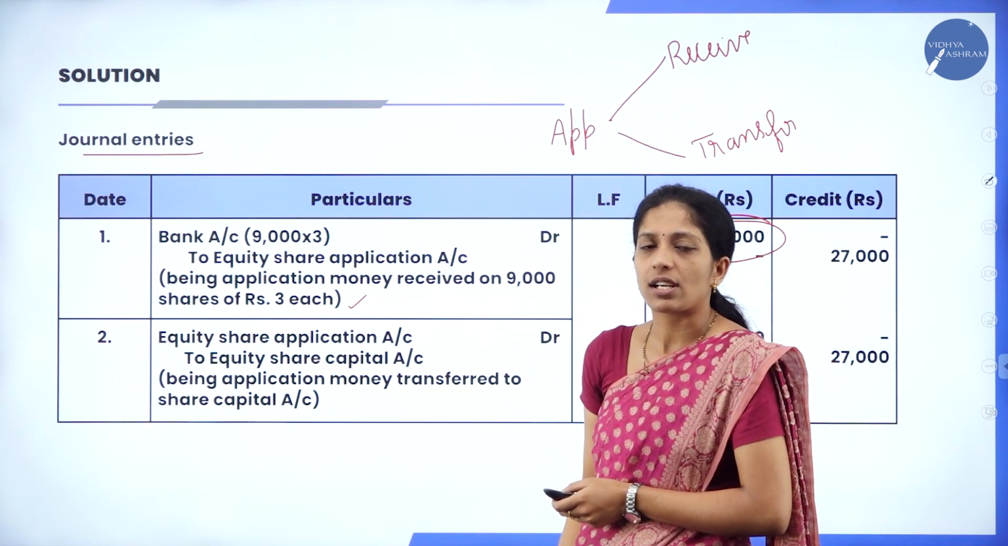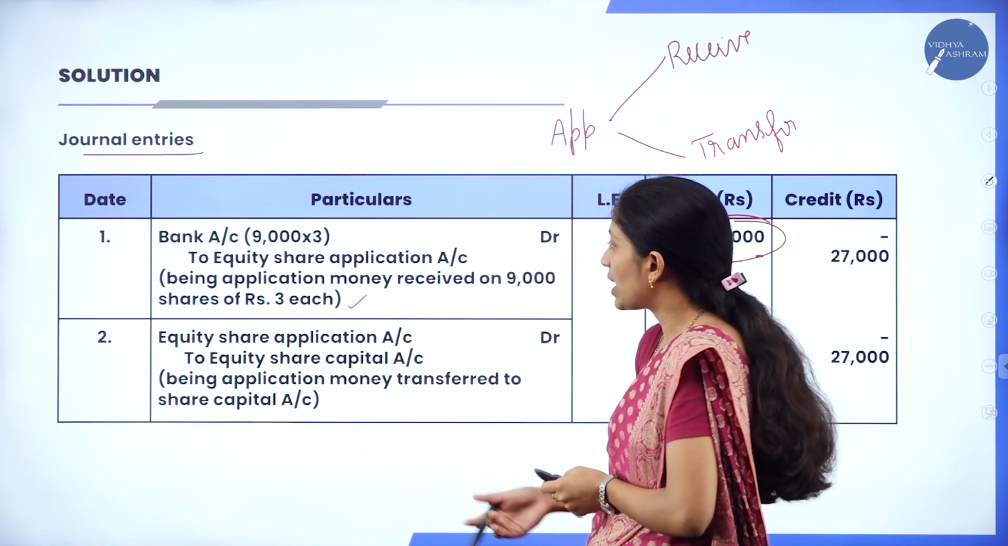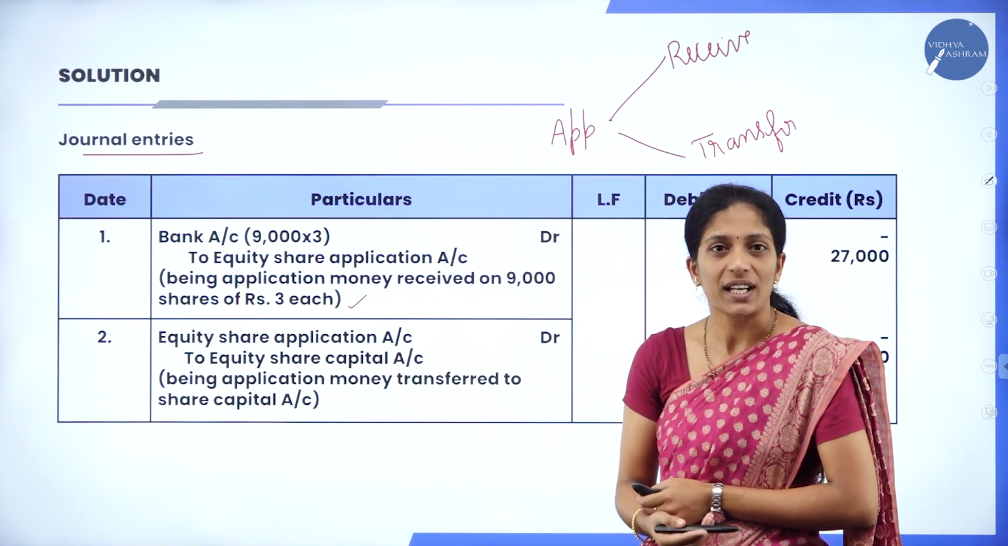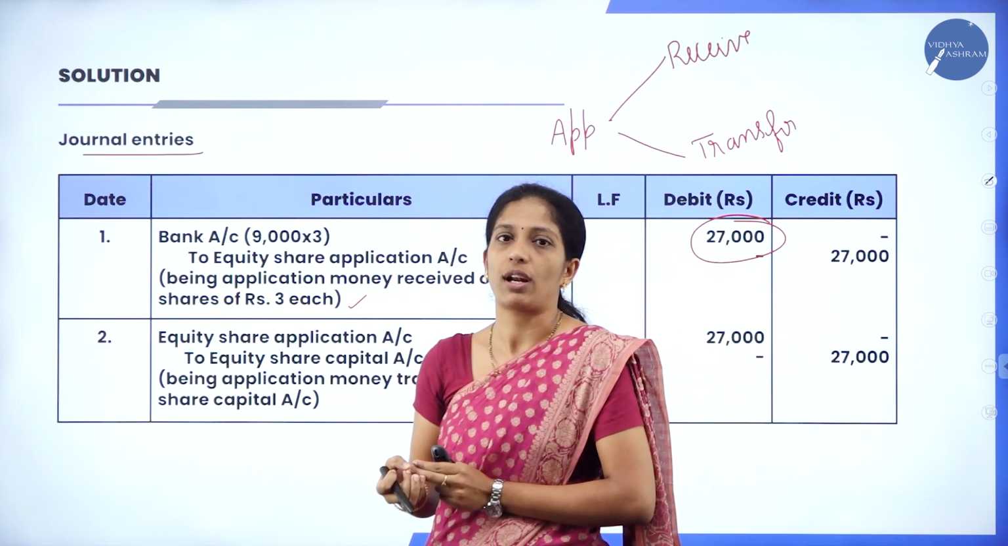Now, what is the next entry? Transfer of application money to share capital account. What is the entry? Equity share application account debit to equity share capital account. The whole amount has been duly received on application.